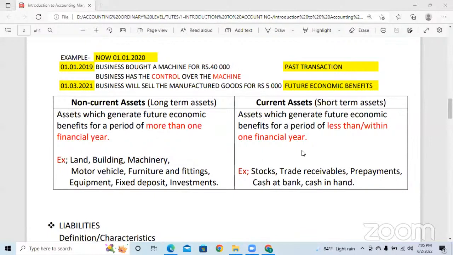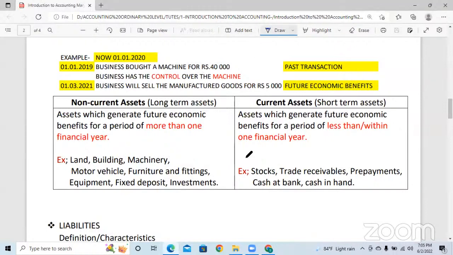So guys, we have to start from current assets, right? We say current assets, these are assets which will generate future benefits within or less than one financial year. Guys, you're going to get the benefit in less than 12 months. That means within 12 months, you will get the benefit, not more than 12 months.